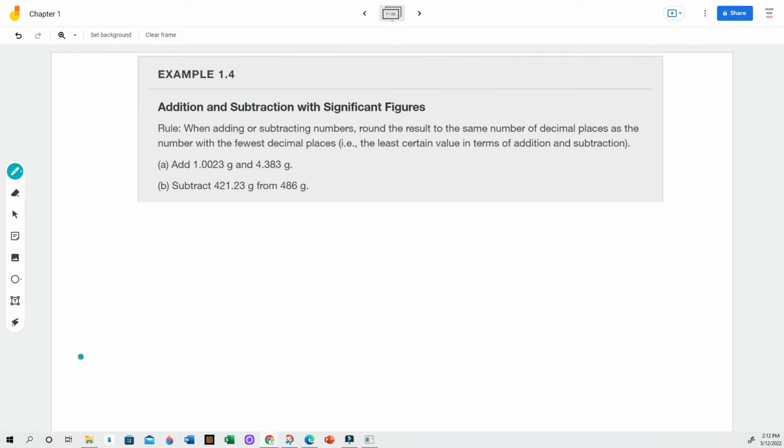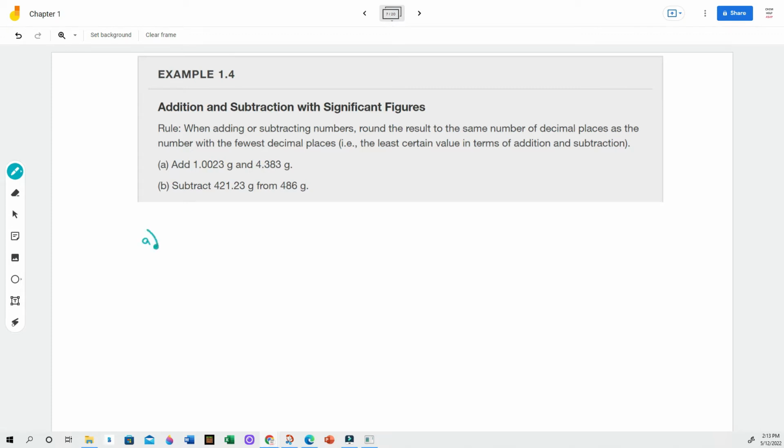On to example 1.4. So we're going to practice our rules here. We're doing addition and subtraction with significant figures. So they give us just the reminder of the rule. When adding or subtracting numbers, round the result to the same number of decimal places as the number with the fewest decimal places, i.e. the least certain value in terms of addition and subtraction. So we are going to be counting up decimal places.